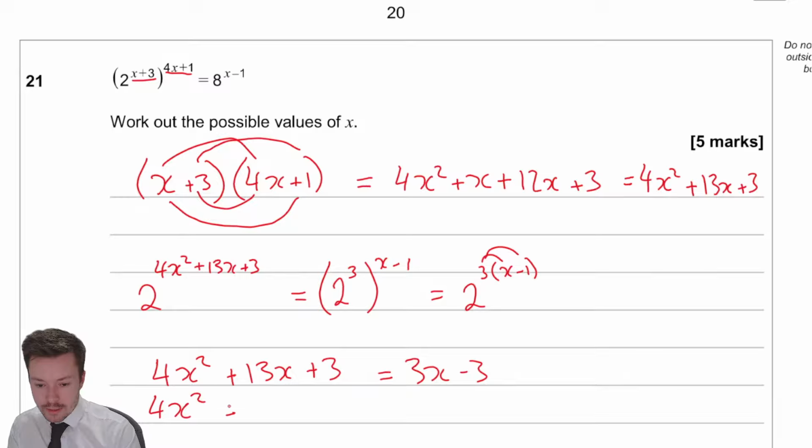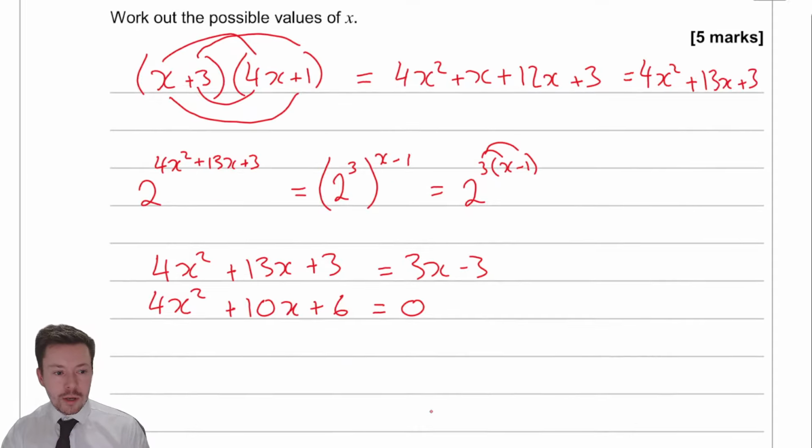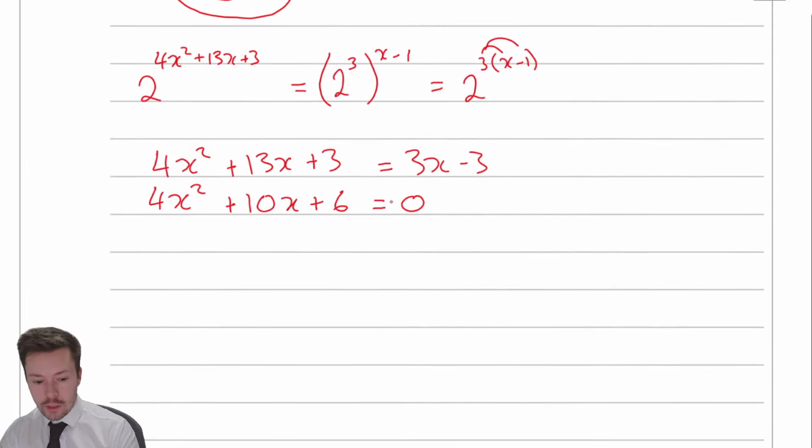We are going to get 10x. Add the 3, we get 6 equals 0. We're going to divide everything by 2 because they're all even numbers.